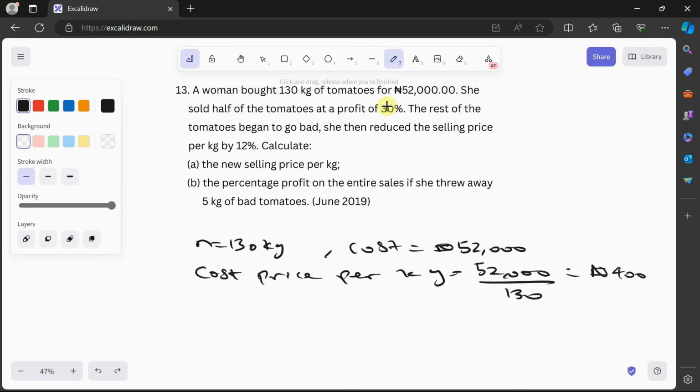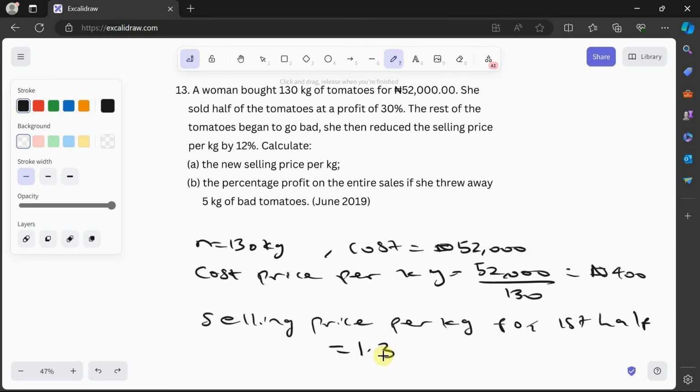Now she said that she sold half at a profit of 30%. So let's say the selling price per kg for the first half would be equal to, because she sold it at a profit of 30%, that would be 1.3, because 1, which is the old cost price, plus 0.3, which was the extra. So 1 plus 0.3 times 400. If you do that, this should give you 520 naira. So she sold the first half for 520 naira per kg, as against the 400 naira that she bought.